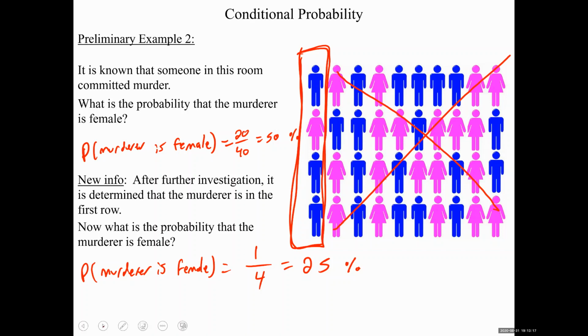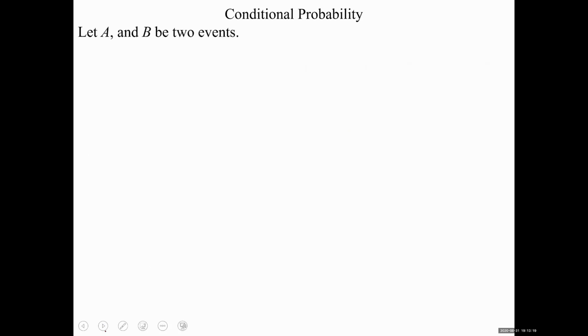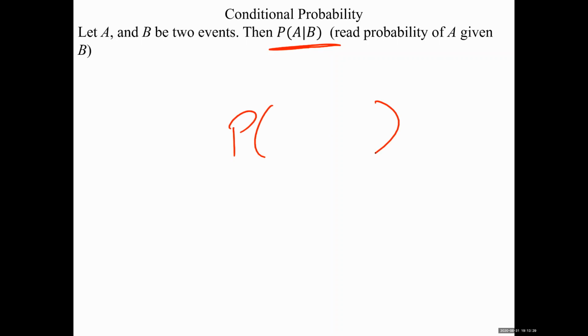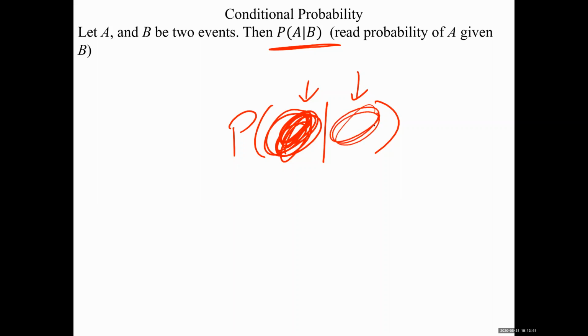Okay, let's move on. So, some symbols and stuff, and then we'll do another example. It says let A and B be two events. The notation for conditional probability looks like this. You're still going to have a P, you're still going to have parentheses. But inside the parentheses, there's going to be a vertical line. One event is going to go here, the other event's going to go here. The event that you put here is the one you're finding the probability of. And the event that you put here is the new information you're given. And you read this line as "given." So you read it as probability of A given B.